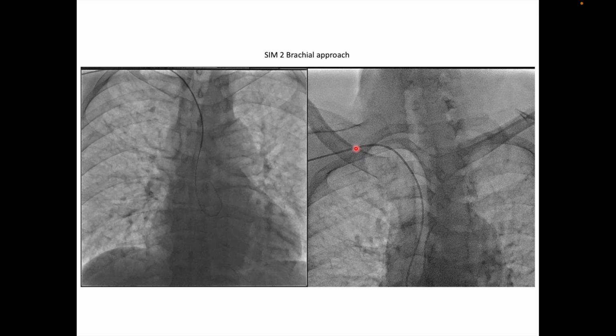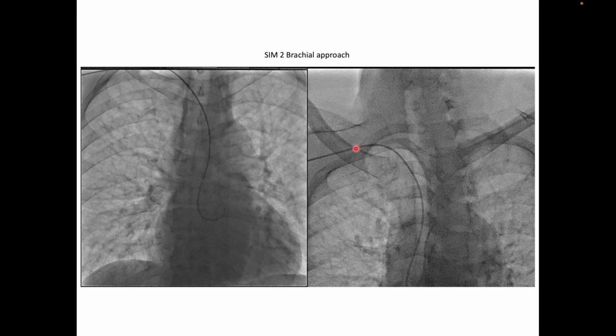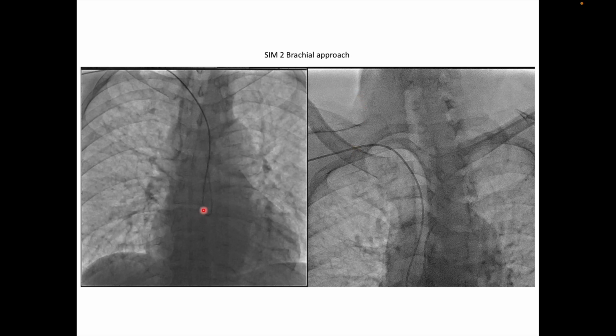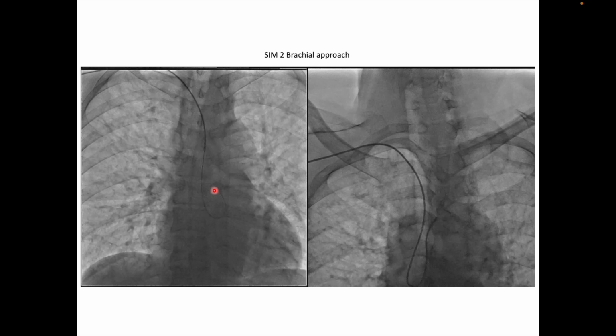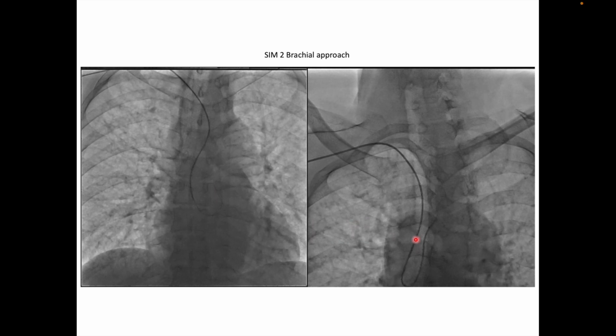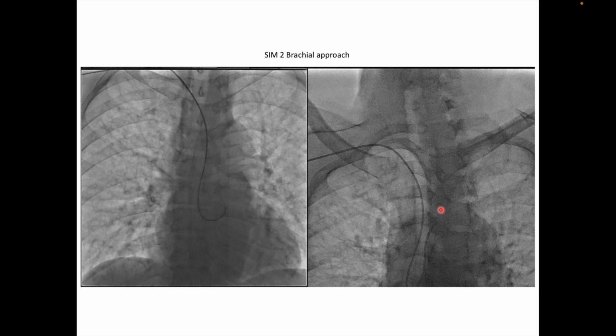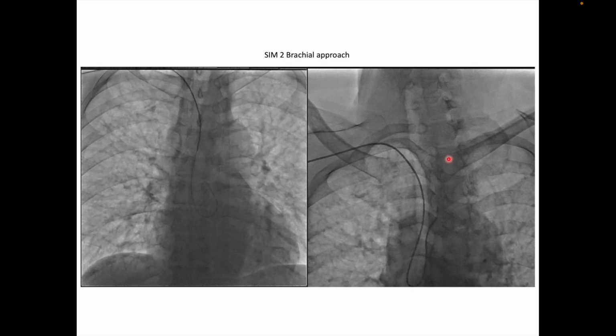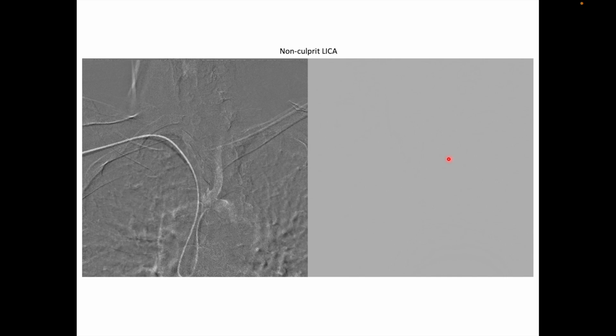Now, so this is a brachial approach. So SIM2 catheter can be used in a similar fashion as used from the femoral approach. So the shape is being done in the ascending aorta, and then all you need to do is pull it up and it will go smoothly into the desired artery. Here you can see the left carotid coming off here. So that's the non-culprit in this case, the left internal carotid artery.